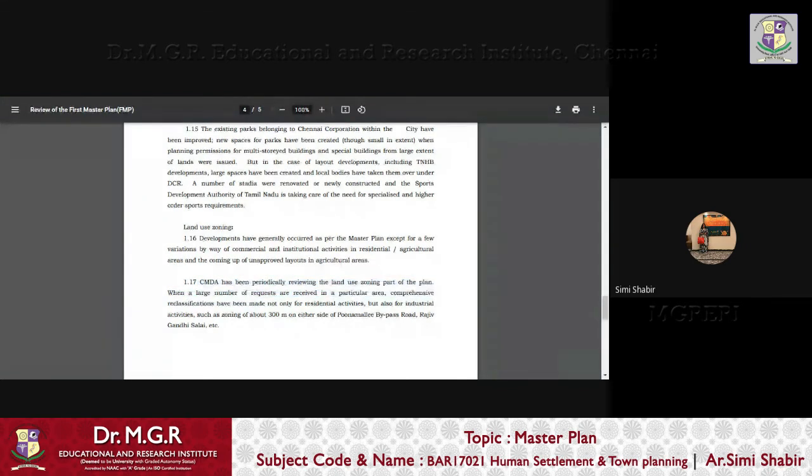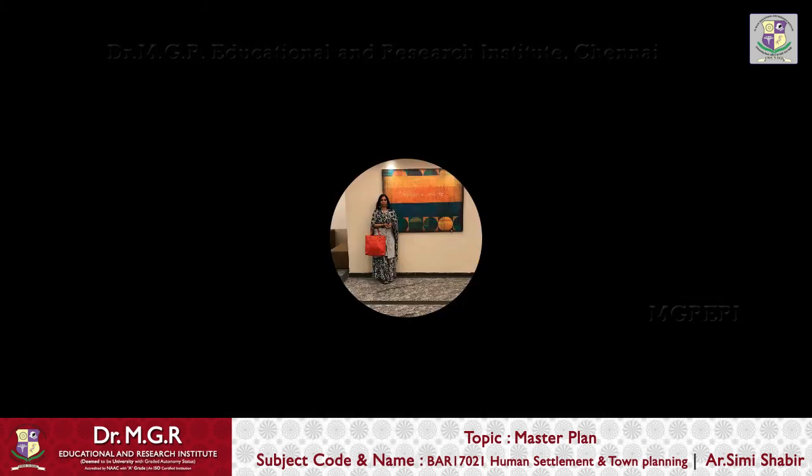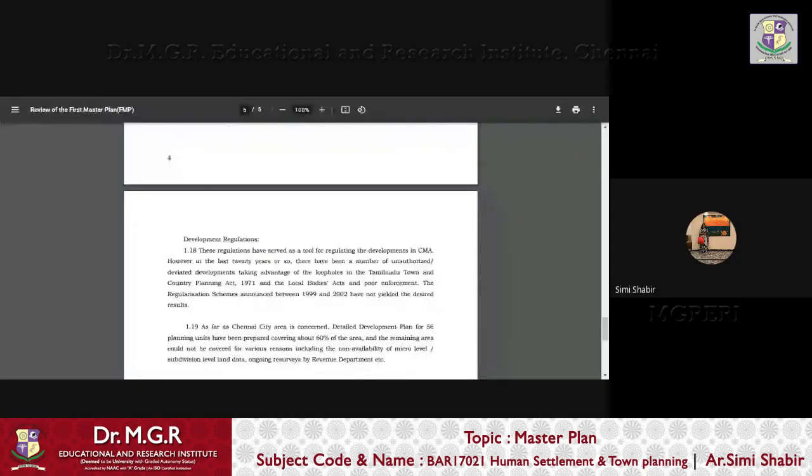When a large number of requests were received in a particular area, comprehensive reclassifications were made, not only for residential activities but also for industrial, such as zoning of about 300 meters on either side of the Poonamallee bypass road, Rajiv Gandhi Salai, etc. Developments in the Chennai Metropolitan Area.